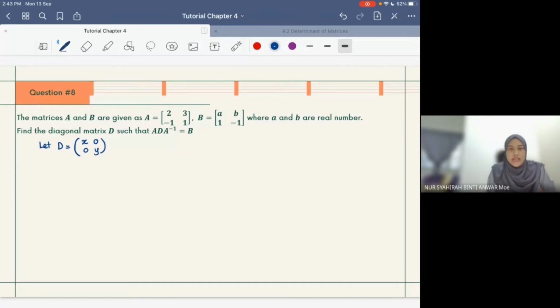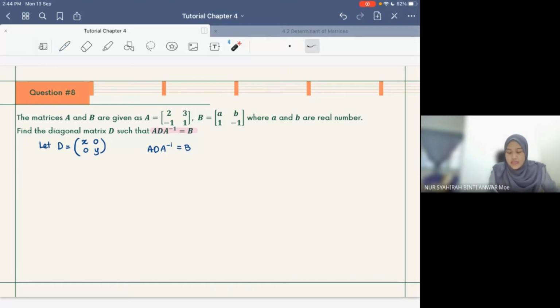Okay, so ini adalah kita punya diagonal matrix. Now, dia bagi kita hint ADA inverse sama dengan B. So dia suruh kita cari D. D ni apa kan? Here, saya akan tulis ADA inverse equals to B.